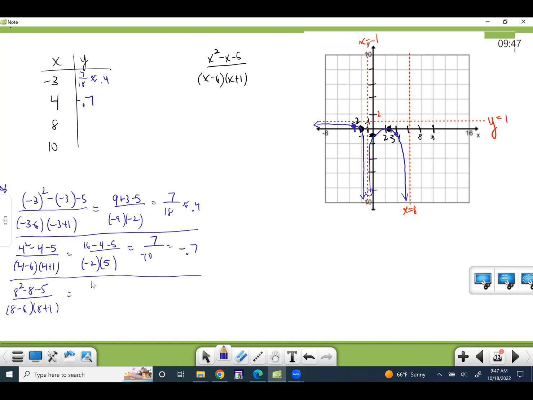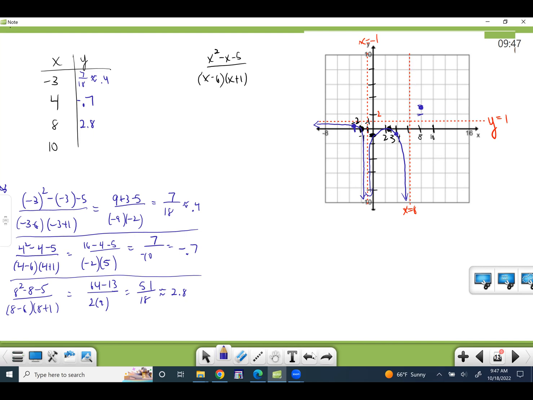Okay, so let's see here. That's going to get us 64 minus 13, which looks like 51. And this is going to be 2 times 9, which is 18. Let me get a decimal on that. 51 divided by 18, 2.8-ish. So at 8, I'm going to go up 2, which is a full square. And then remember 3 is halfway. So 2.8 might be like right there. Okay, so it's looking like it's probably going to be something like this, you guys.